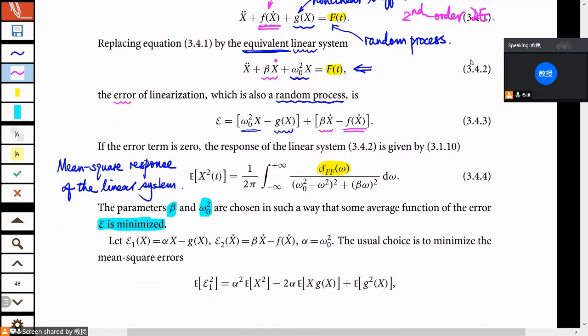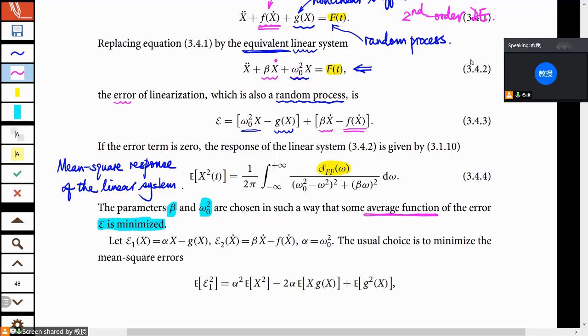Okay, so epsilon is an error. It's the error. It's a random process. So we want to have some average function of the error be minimum.